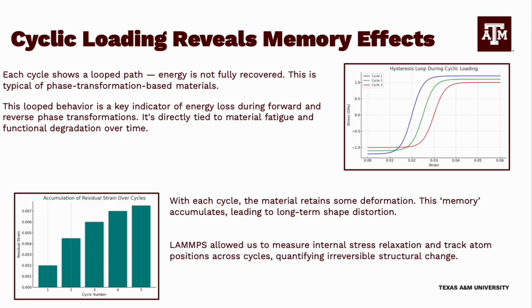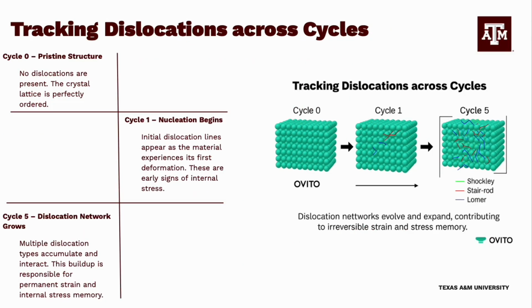That means the material retains some of its deformation. The bottom graph quantifies this by plotting residual strain after each cycle. The strain increases and then begins to level off, suggesting partial stabilization. But still, permanent shape change is present. This confirms that as the material undergoes repeated use, it accumulates irreversible structure changes, even though it appears to recover. This is a critical insight for applications where shape memory performance must be consistent across many actuation cycles.